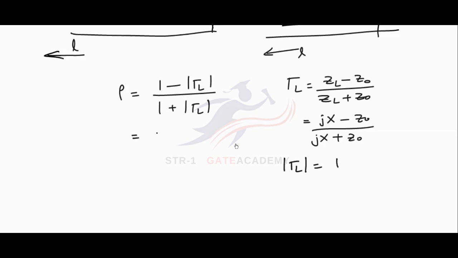Mod of tau L will be 1, and therefore VSWR, which is 1 plus tau L divided by 1 minus tau L, will be infinity. And VSWR is actually Vmax divided by Vmin. So what is happening when the purely reactive load is connected at the load end is that there is no one to absorb the energy, and therefore this is the case of full reflection.